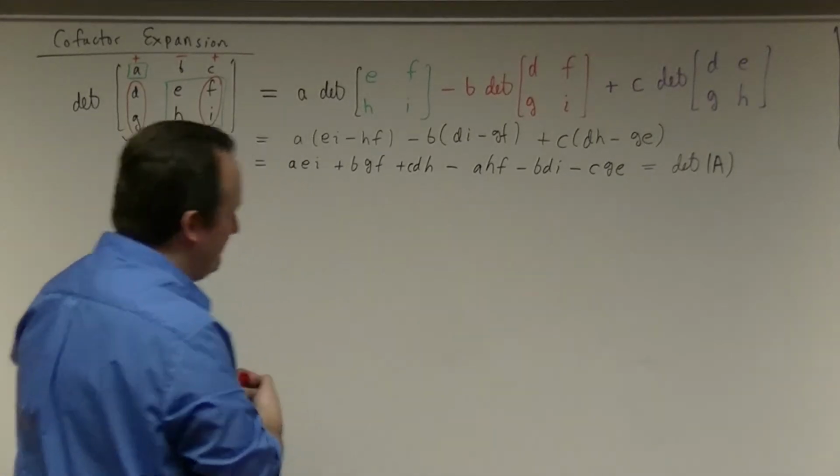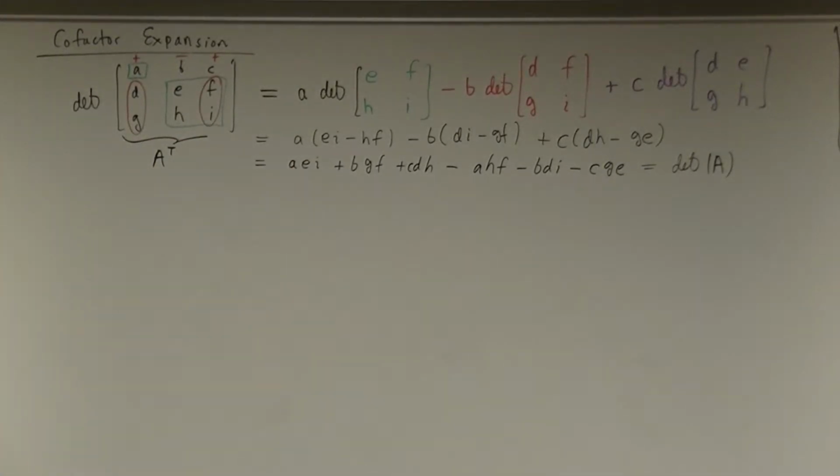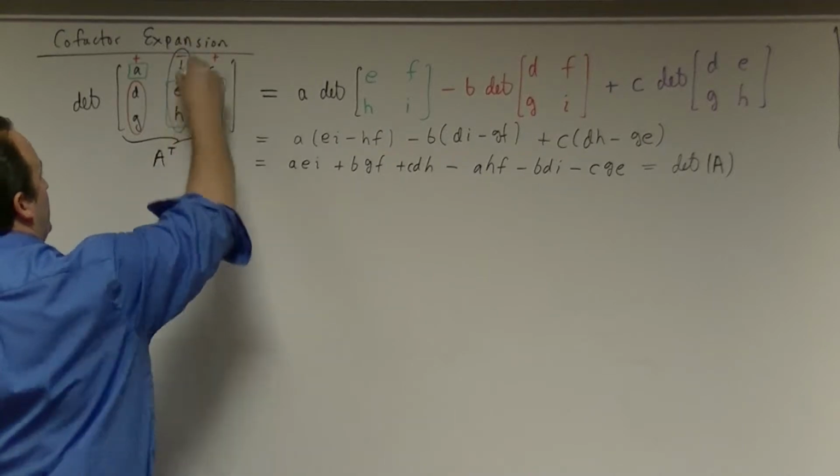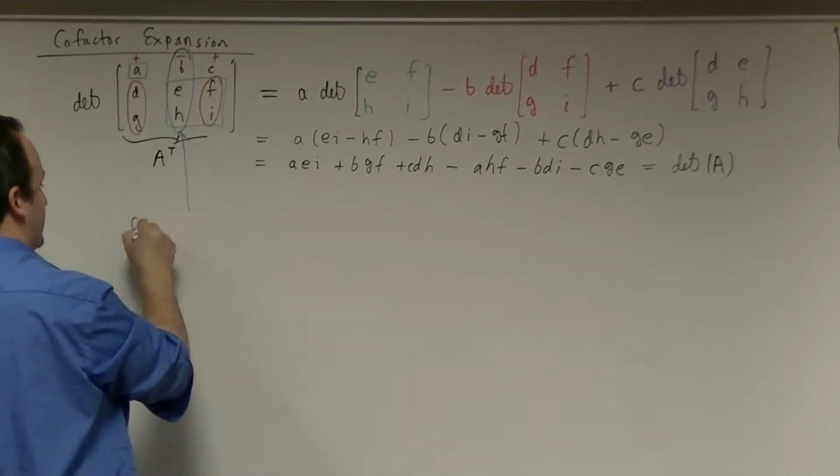Anyway, this is the cofactor expansion. Now, look, this is the cofactor expansion across the top row. You can do a cofactor expansion across any row or column. Let me show you the cofactor expansion on the middle column. I did the top row, let's do the middle column. So the cofactor expansion on the middle column, let's focus right here.